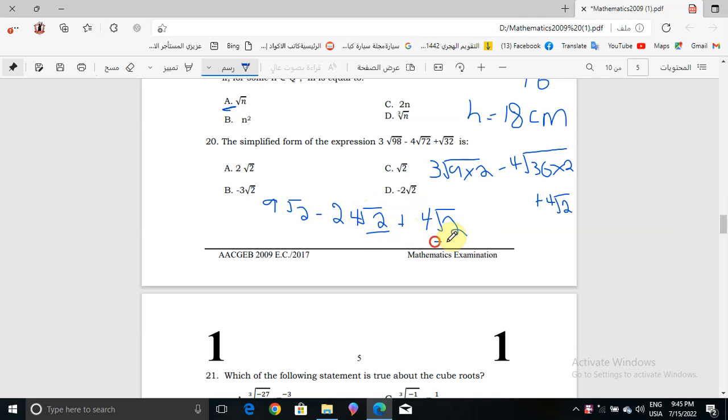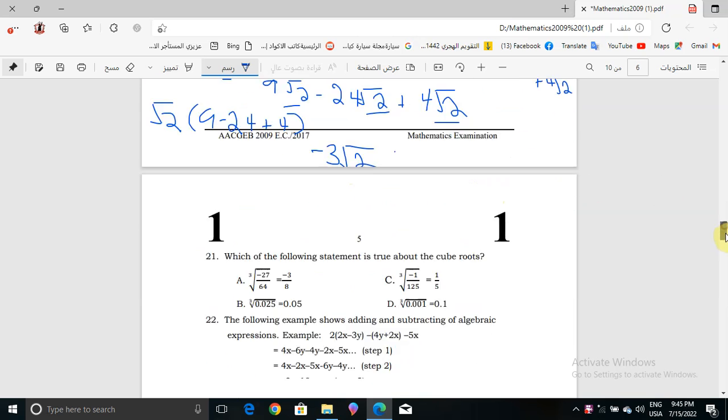then all of them have radical 2, right? So that means we'll make radical 2 outside of the bracket times 9 minus 24 plus 4. That means the final answer will be negative 3 radical 2. So this is the final answer for question number 20. That means choice B is the correct answer, negative 3 radical 2.